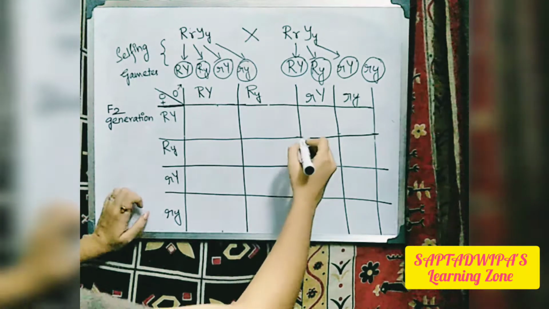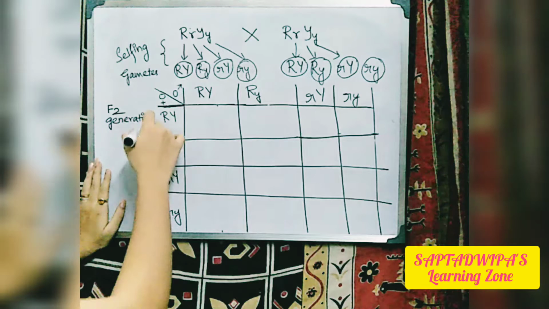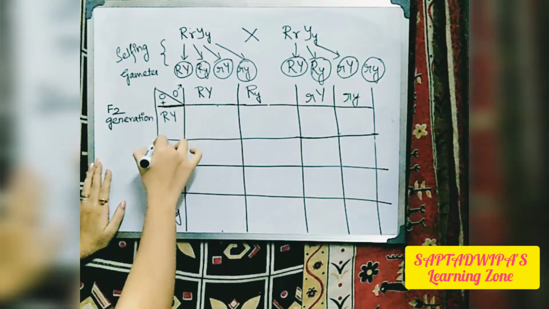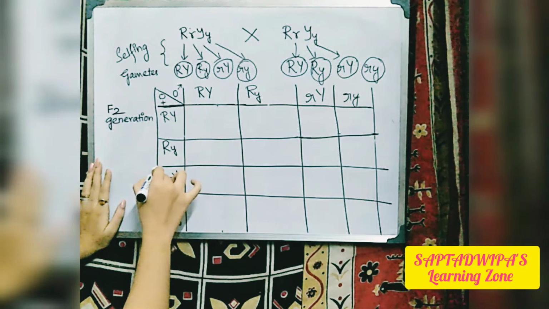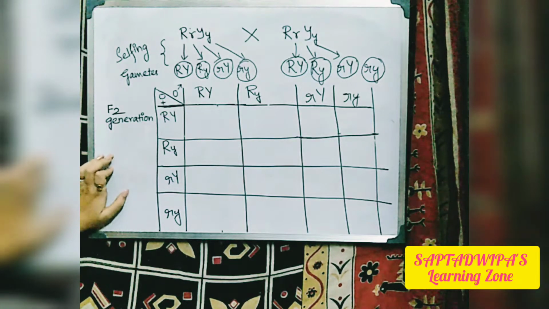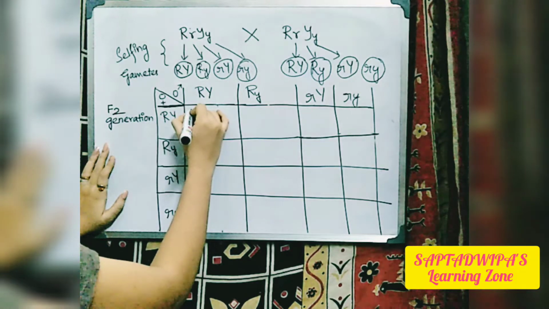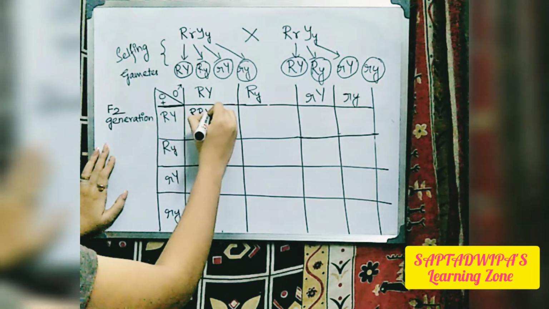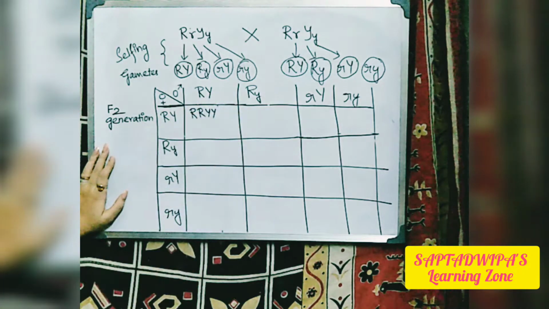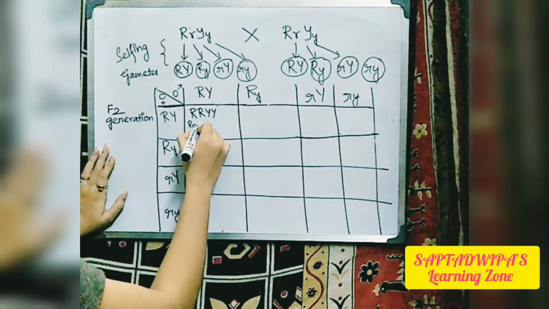Now, coming to the crossover. So when we are crossing this in case of F2 generation, what are the things which we are getting? So when we are crossing these two, we are getting R, R, Y, Y. So what is the nature of the seed? Round, yellow.